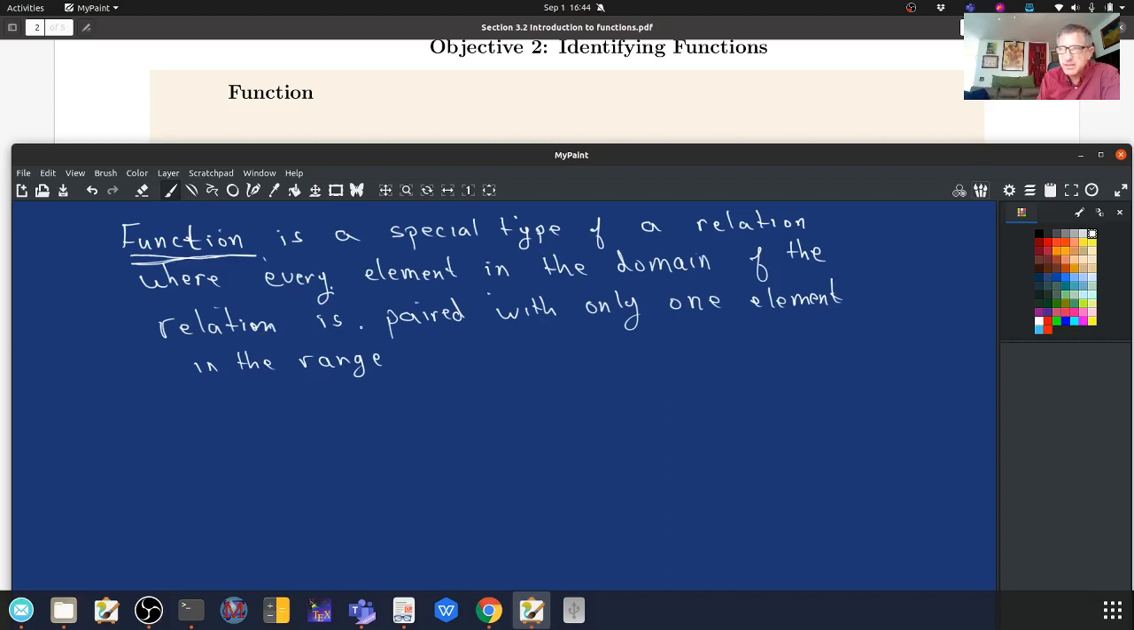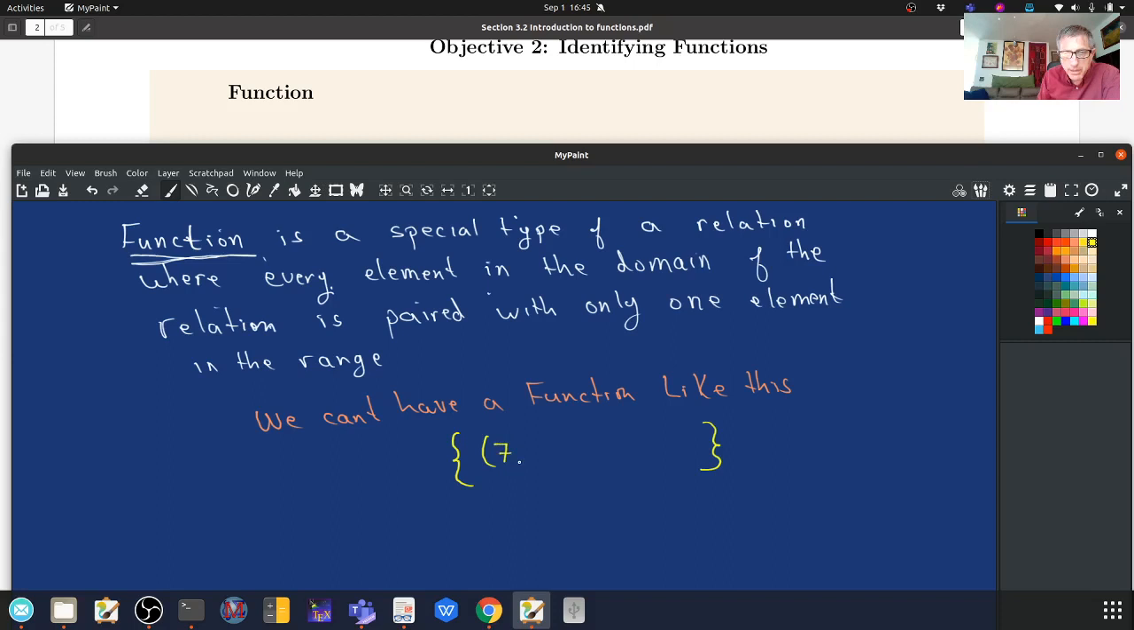So what does this down here mean? I'm going to show you an example of what it means. We can't have a function like this. So I'm going to give an example. Remember, a function is a special type of a relation, so it's going to be a set of ordered pairs.